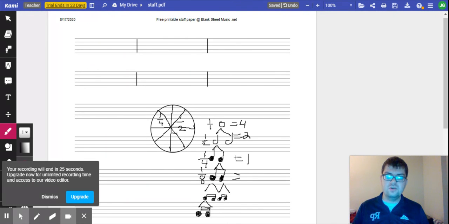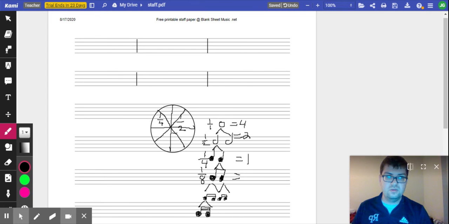4 eighth notes would equal 1 half note, and 4 quarter notes equals 1 whole note, just like 1 times 4 is 4. All right, that is rhythms, and that is something that we always practice in class.